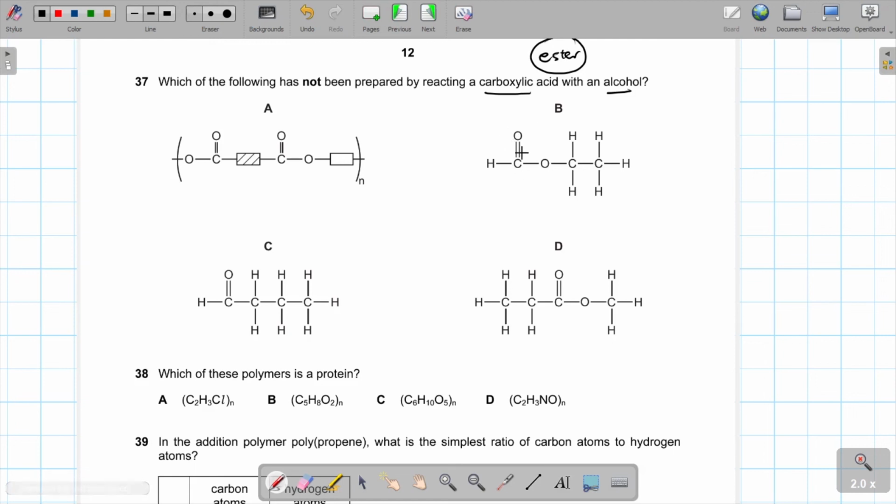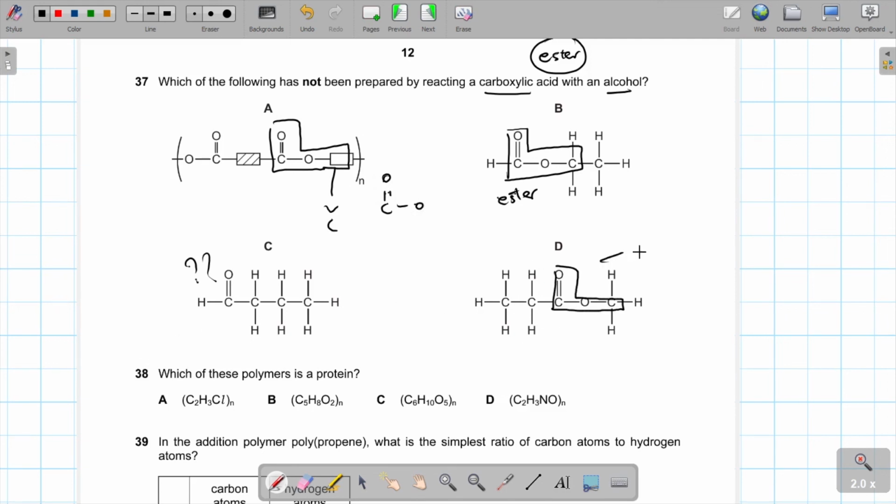So right here we have an ester linkage. So we have no ester linkage. Over here, yes, we have an ester linkage. So this carbon is probably inside. So we have COO. Yes, we have the ester linkage, the COO group. So this one only has one O. So the answer is C.